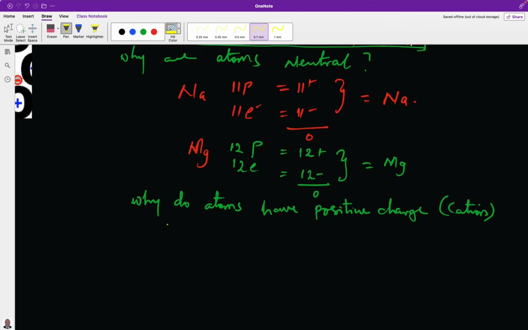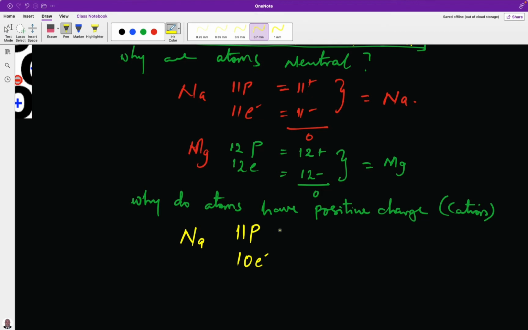Protons are positively charged and electrons are negatively charged, so they cannot cancel each other out. There will definitely be a difference, and that difference gives the charge on the atom that makes it a cation. For example, take sodium. The sodium atom has 11 protons and only 10 electrons.